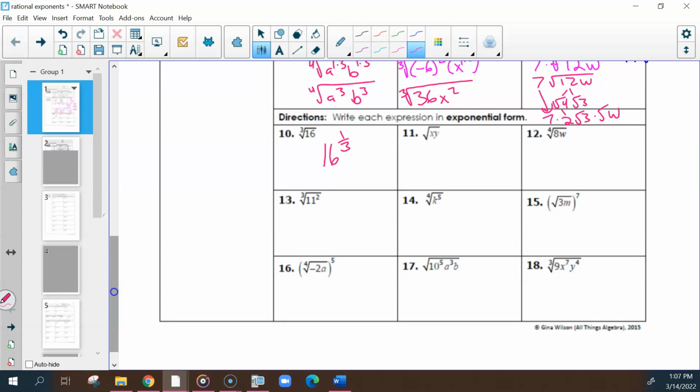Number 11, the square root of xy would be the equivalent of xy all, so we need parentheses, to the power of 1/2. If we were to just put xy to the 1/2, what's really being stated here is that y is being raised to the 1/2 and not everything. So we have to be very careful with that. And then the last one we'll do here is number 12. The fourth root of 8w would look like this: 8w to the power of 1/4.